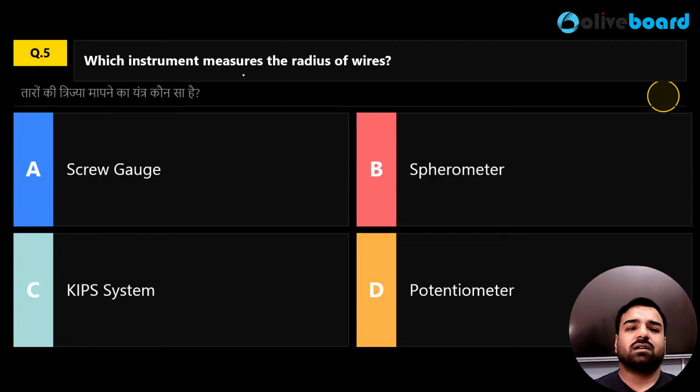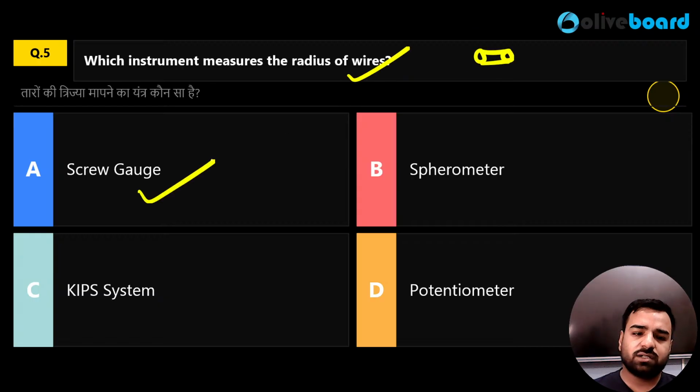Next, which instrument is used to measure the radius of wires? If we are talking about the radius of the wires, that's done by screw gauge. And when we talk about the dimensions of the bob, like the radius and the diameter, that was done by vernier calipers. So here the answer will be screw gauge.